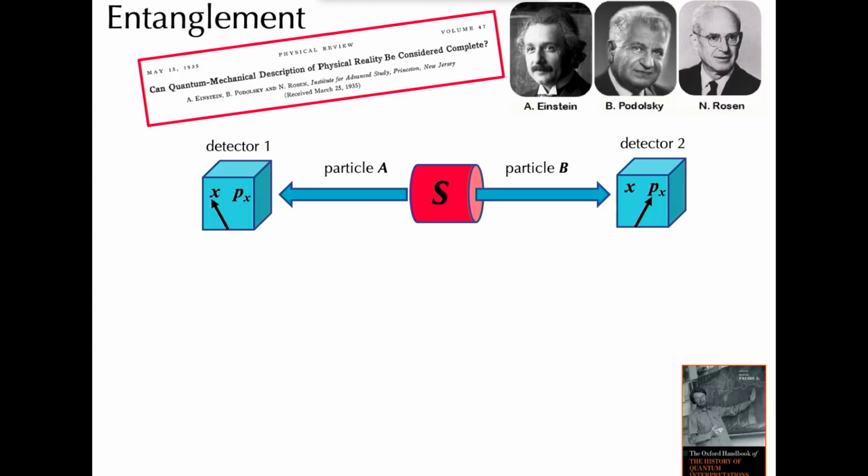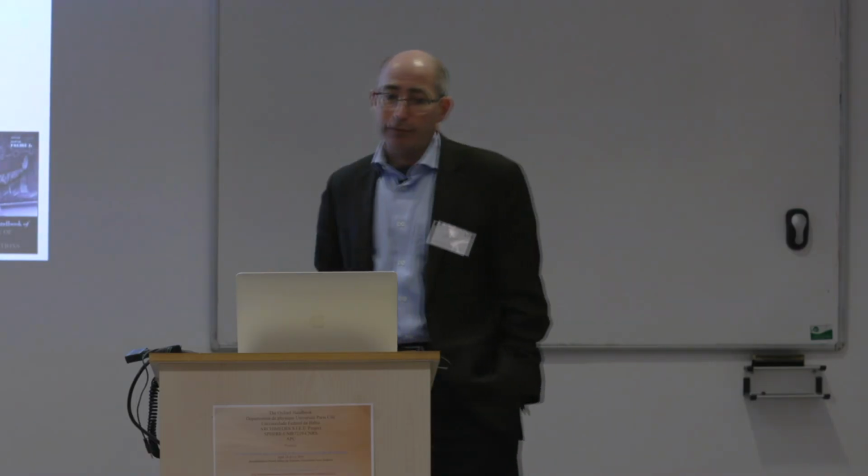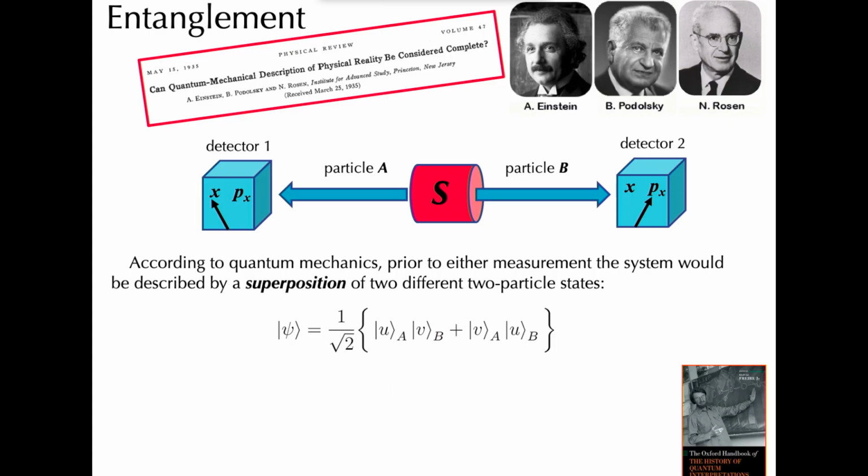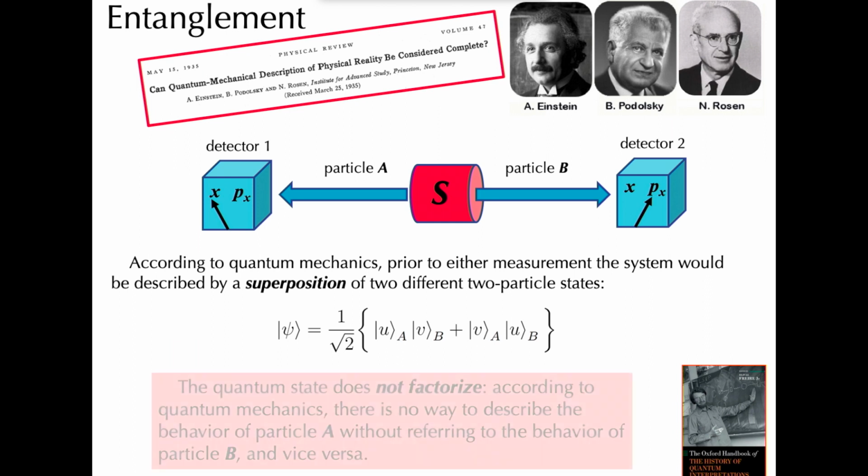So again, as we in this room know very well, many of these discussions trace back to the 1935 paper by Einstein, Podolsky, and Rosen. I won't say too much about this. We know this was a direct inspiration for John Bell himself. According to quantum theory, as the authors themselves clarified, if we prepare a pair of particles in a particular state, release them from the source S, send them in opposite directions, then prior to measuring either subsystem, quantum theory would describe this pair of particles as a superposition of two different two-particle states.